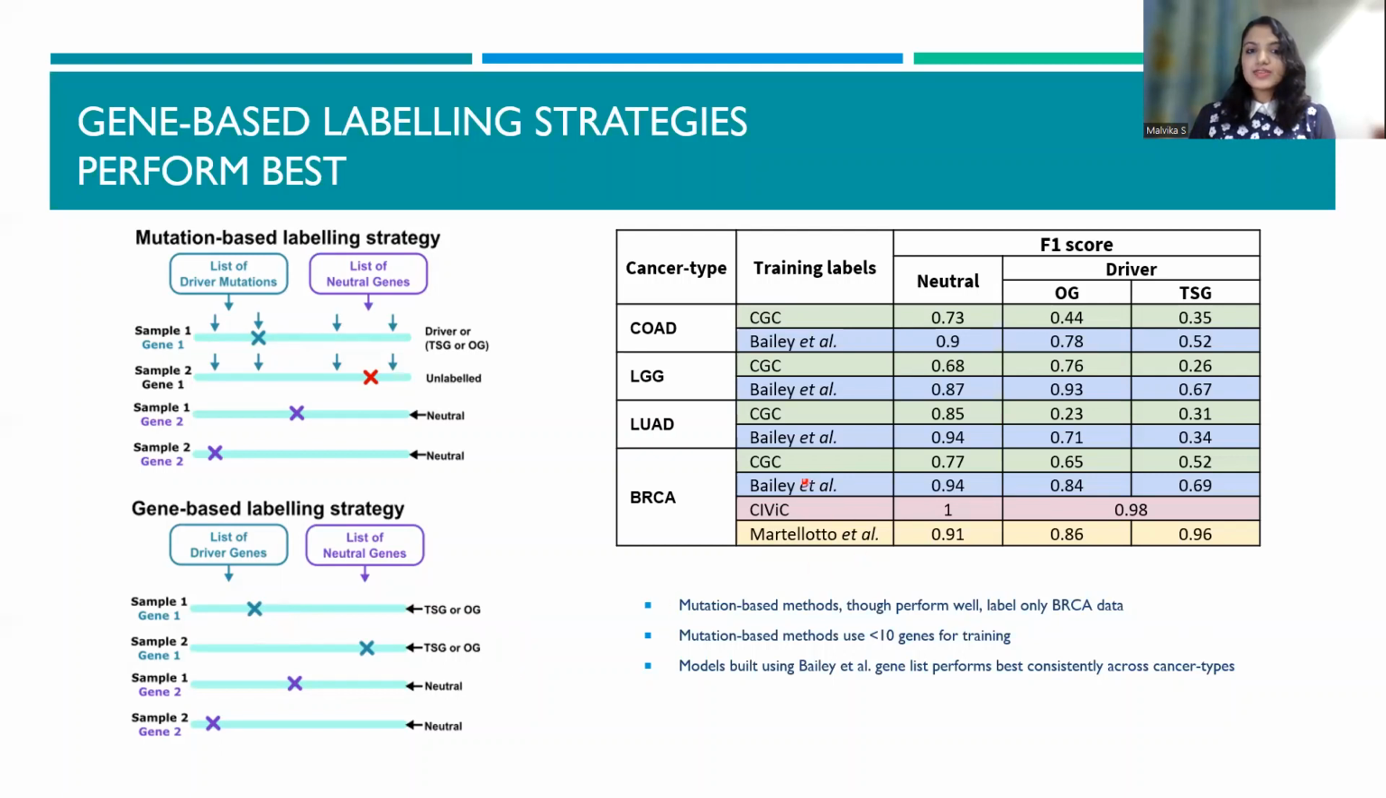So what we find when we look at the SNV models across the different cancer types is that the Bailey et al. gene list helps build models that perform the best. This is because, unlike mutation-based strategies, they can label across the different cancer types, and they are also specific to the cancer type. The gene list is specific to the cancer type and hence outperforms labeling strategies such as CGC.